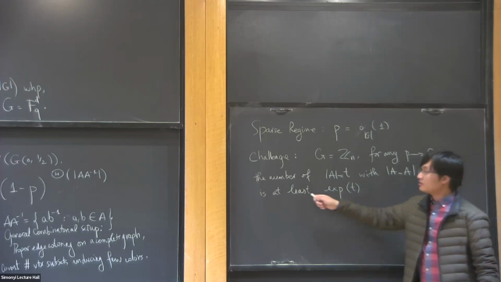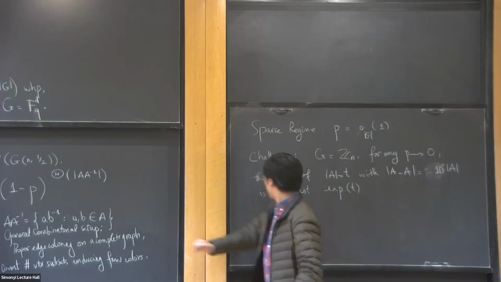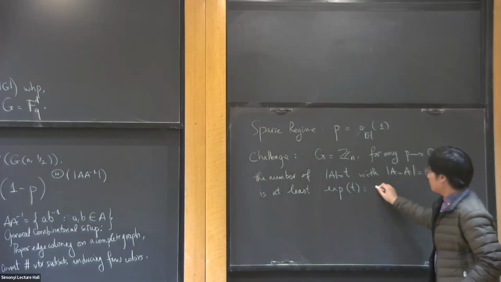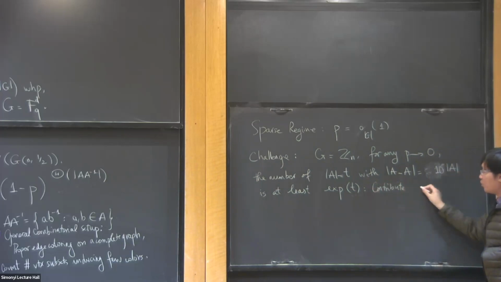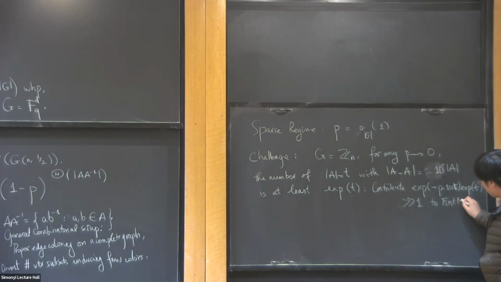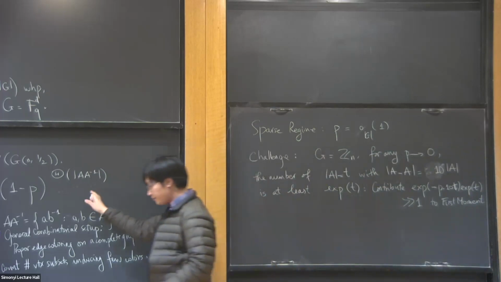And if you plug this into this probability over here, we get that the contribution from these sets to the first moment is at least around, well, minus p times 10T times an exponential in T. And this is always very large. And this is the contribution to the first moment as we wrote down over here.